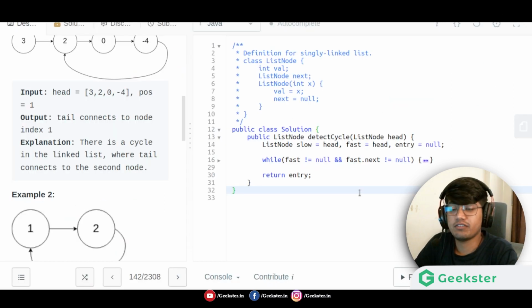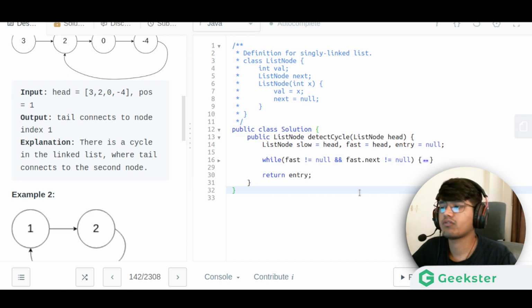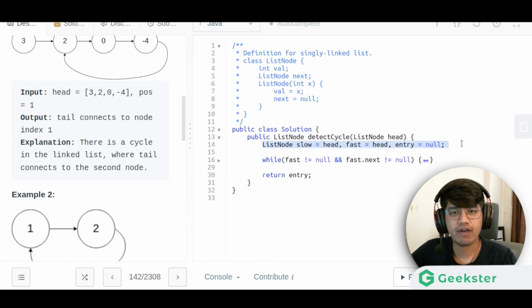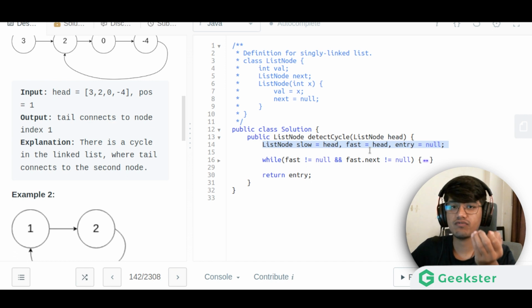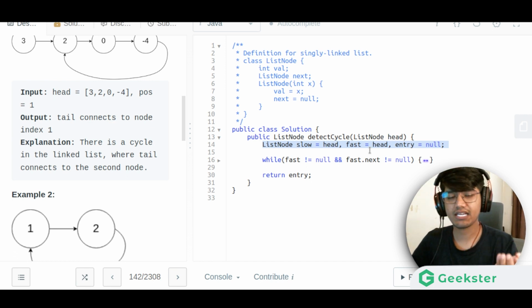Now let us see the code. The code is very simple. Whatever we discussed, we are simply writing here. We have 3 pointers: a slow pointer, a fast pointer, and an entry pointer. The entry pointer is pointing to null, and the slow and fast pointers are pointing to the head initially. Now we are doing the same thing which we did for detecting a cycle in a linked list.